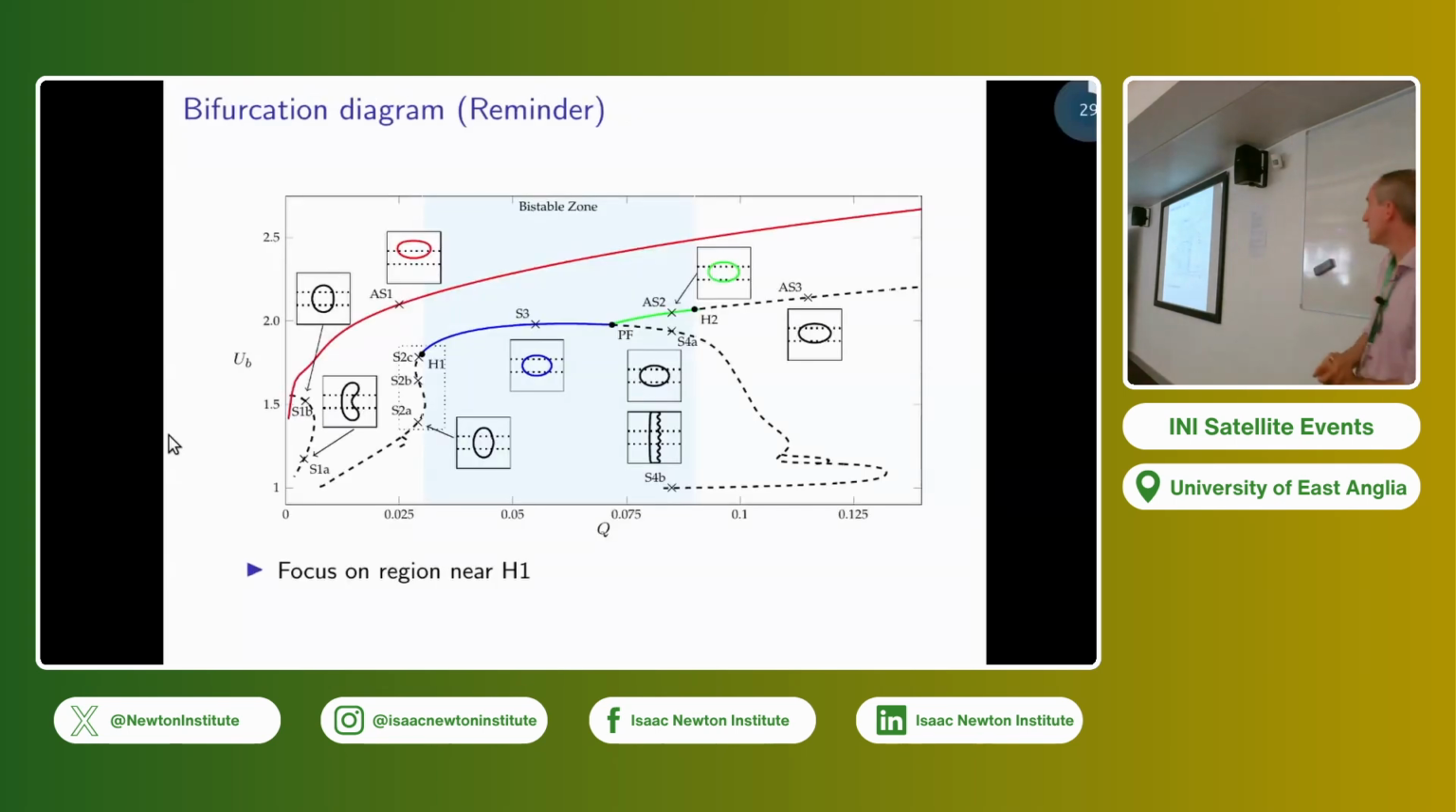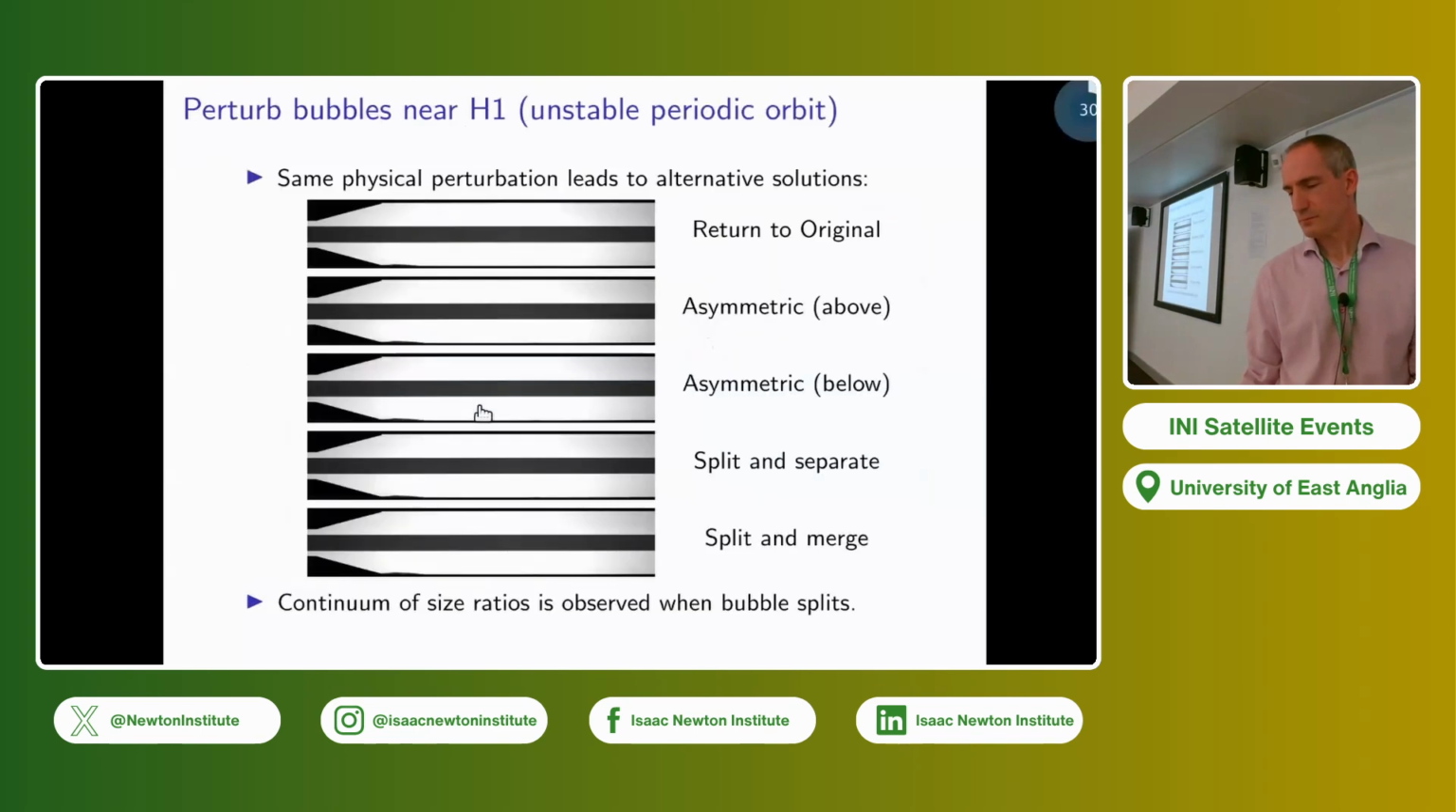So here's a reminder of that reasonably horrendous bifurcation diagram, and we're going to focus in on this area around here. There is a Hopf bifurcation from this symmetric solution branch, and this is a subcritical Hopf bifurcation. You get an unstable periodic orbit arising from it in the model. Let's be clear, it is a model. So in order to try and see some evidence of that experimentally, we perturb the system in that region.